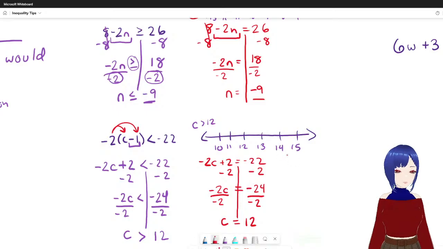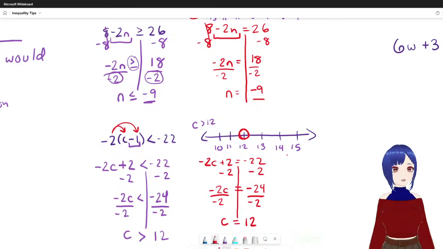So with that, we gotta put our circle at 12. This is a strictly greater than. So what I didn't mention earlier when I was talking about the inequalities, "or equal to" means that number is a part of your answer.